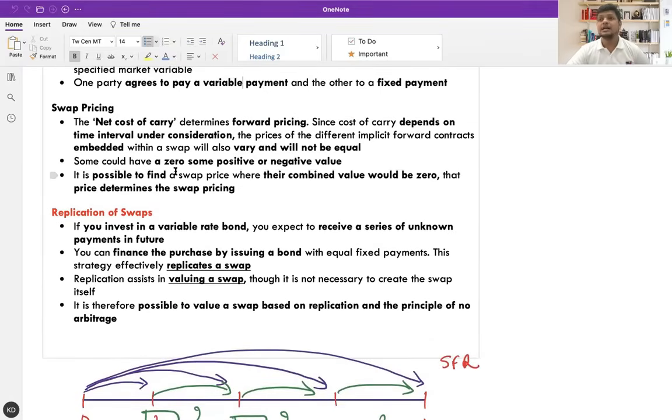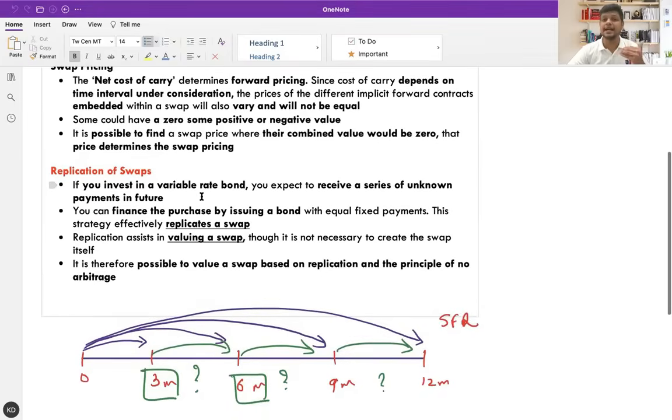Is that clear? The rate will be such that if we both enter today, what will be the value at initiation? For any forward contract, the value at initiation is always zero, but later on, it may be positive or negative. Clear? If we both agree exactly at the forward rate, which you and I have calculated using expectation, and if your and my expectations are the same, then the value is definitely zero at initiation. But these expectations may or may not be true, may or may not be the same. So it is possible to find a swap price where the combined value would be zero.